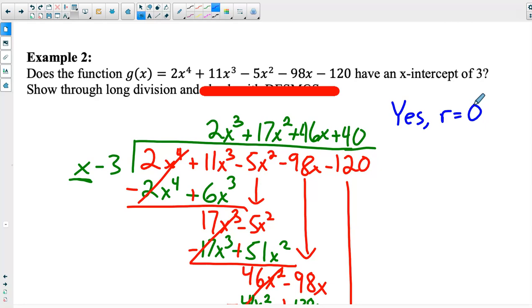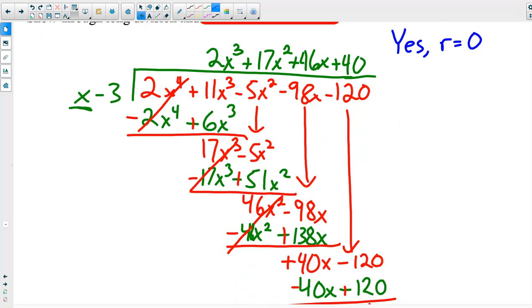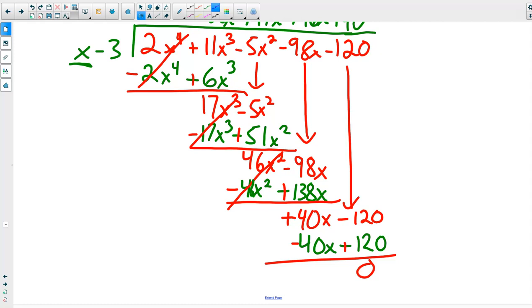Yeah. Right here? Yeah. I snuck that 6 in. I wrote it down as negative 4x squared, and then I saw that I missed it. It should be negative 46x squared. Okay? That's a really good question.